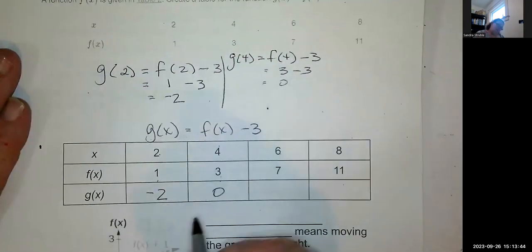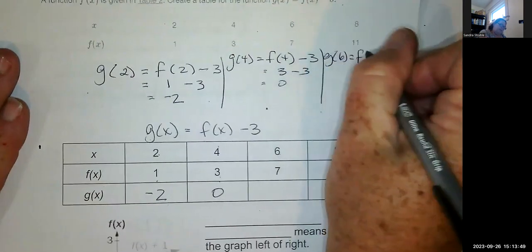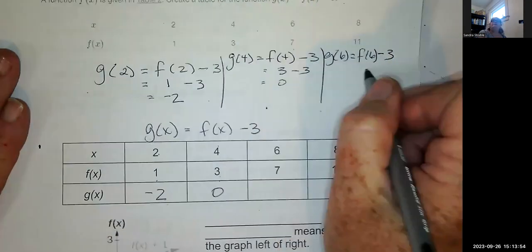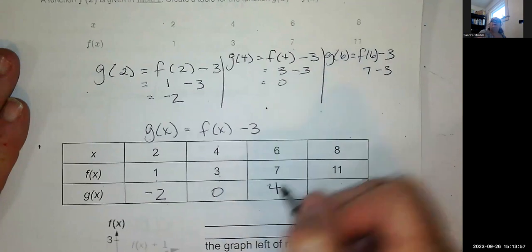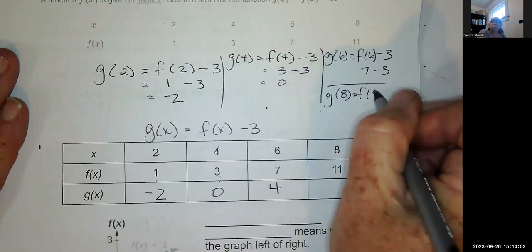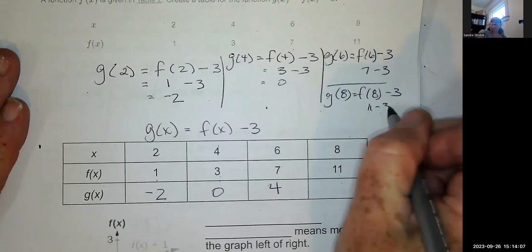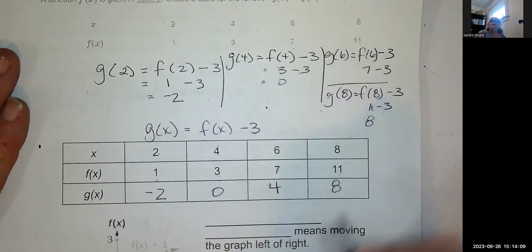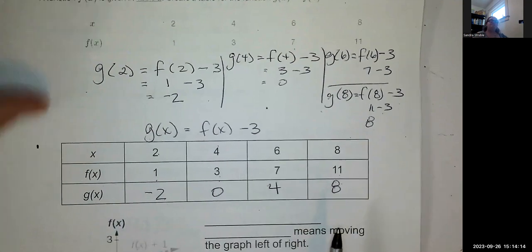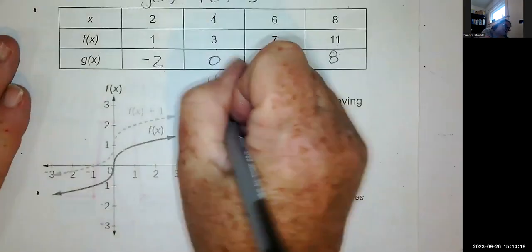All right, now we'll do g of 6. That's equal to f of 6 minus 3. F of 6 is 7, minus 3 is 4. And the last one is g of 8 is equal to f of 8 minus 3. F of 8 is 11, minus 3 is 8. And there is our vertical tabular function. It's shifting vertically. Next victim, a horizontal shift.